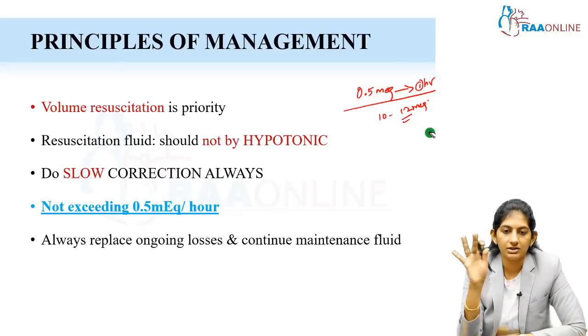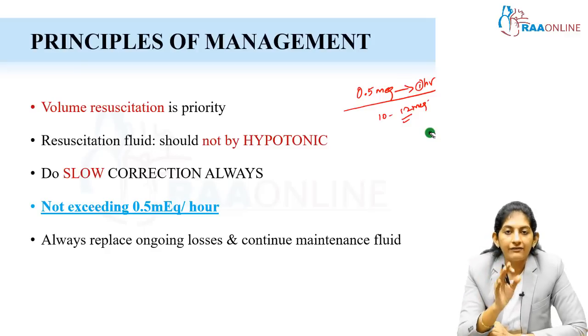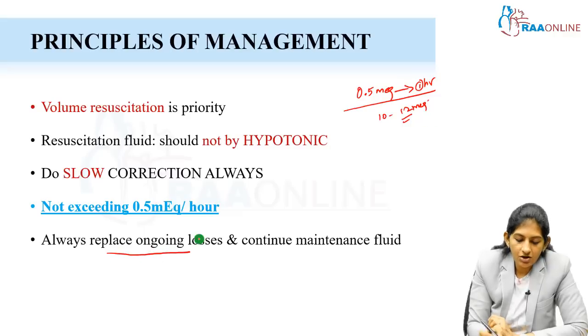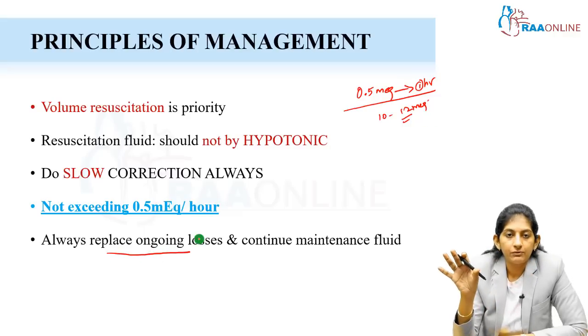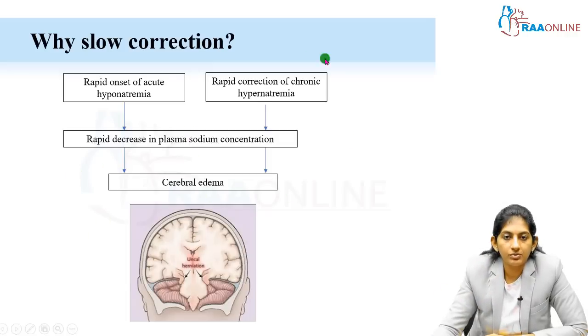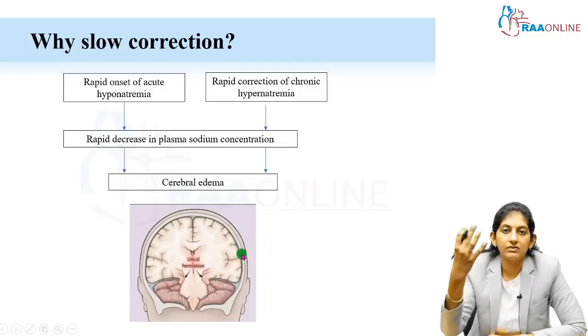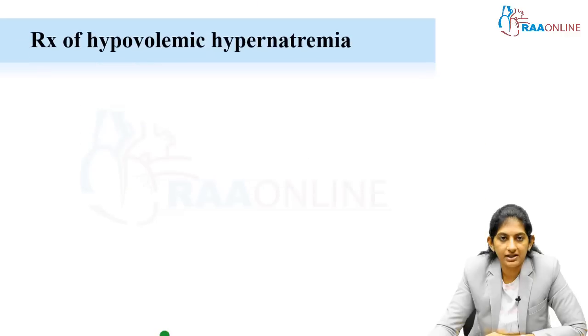Okay, so slow correction has to be done. In hypovolemic hypernatremia, say if the child is already losing also, so there is continuous vomiting, continuous diarrhea, we have to replace the ongoing losses also, and you have to continue your maintenance fluid. So, why slow correction? Because, as I discussed now, whenever you give a rapid correction, the cells will start swelling up and that will cause cerebral edema and herniation because of raised ICP.